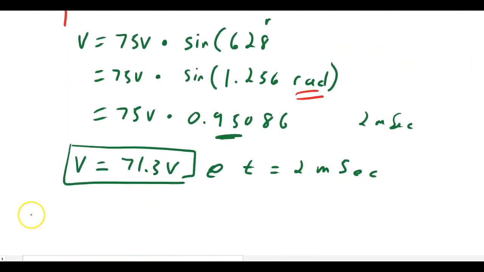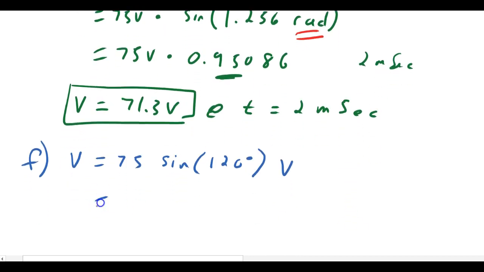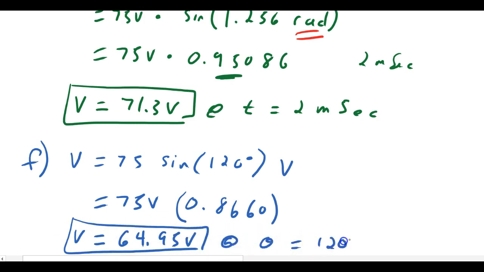Part F says that we are looking for a voltage which corresponds to 75 times the sine of 120 degrees. In order to do this, you have to put your calculator back in degree mode and evaluate the sine function for 120 degrees. You should come up with 0.8660. And so the voltage will be 75 volts times 0.866, which comes out to be 64.95 volts. That is valid for theta equals 120 degrees.